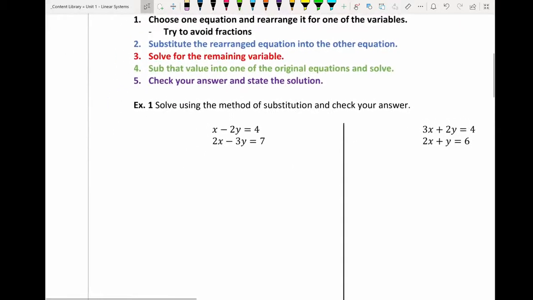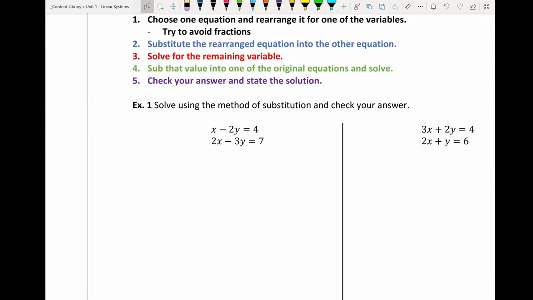So I'm going to start looking at the first example here. I'm going to label our equations 1 and 2. The first step is to choose one equation and rearrange it for one of the variables. In order to avoid fractions, you want to choose a variable that either doesn't have a coefficient in front of it, or whose coefficient can be divided into all the other coefficients.